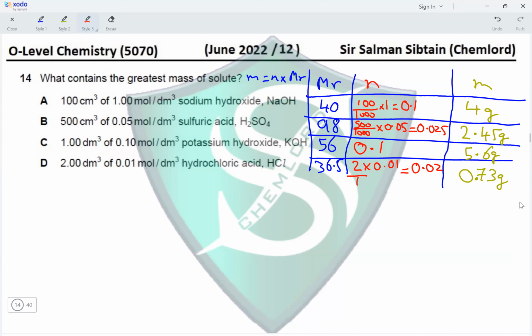So the question asked us, what contains the greatest mass of solute? The greatest mass that we have calculated is 5.6 grams, making option C the correct option for this question.